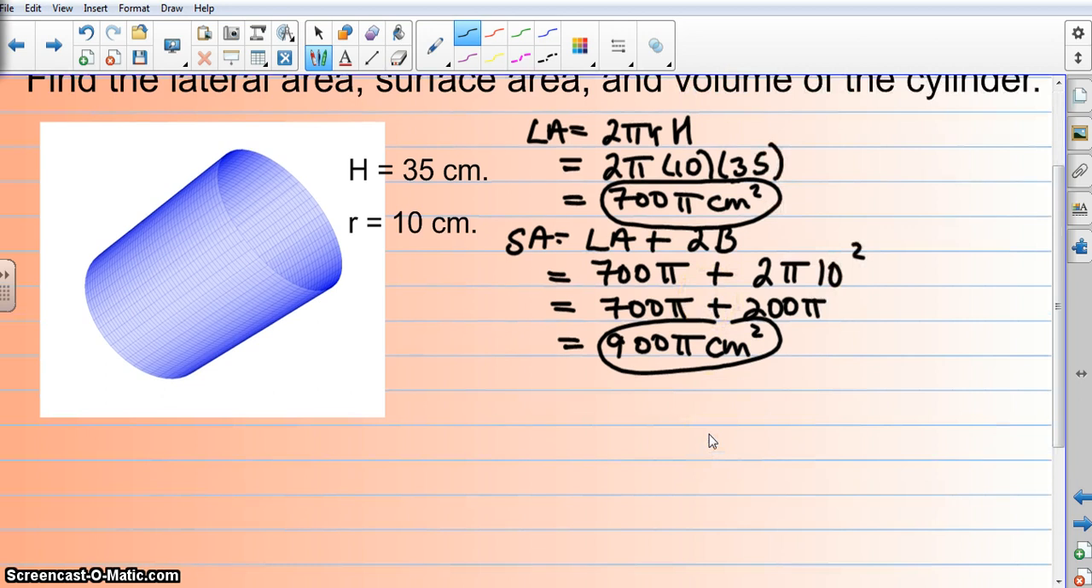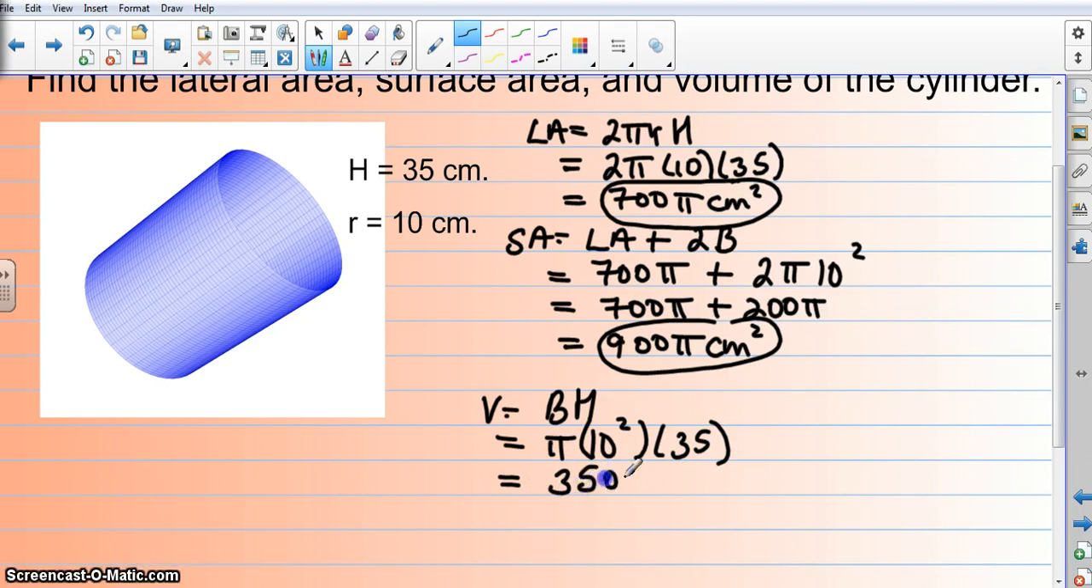And last but not least, my volume. The volume was area of the base times the height, so pi radius squared, so pi 10 squared, times my height, which was 35. 10 squared is 100. 100 times 35 is 3,500, and that's pi centimeters cubed, and that's the volume.